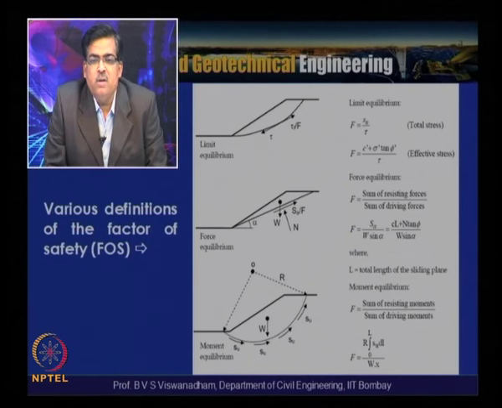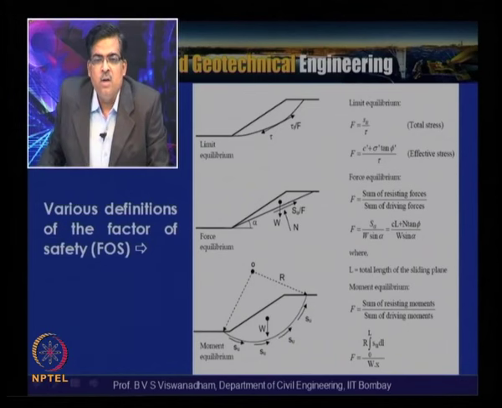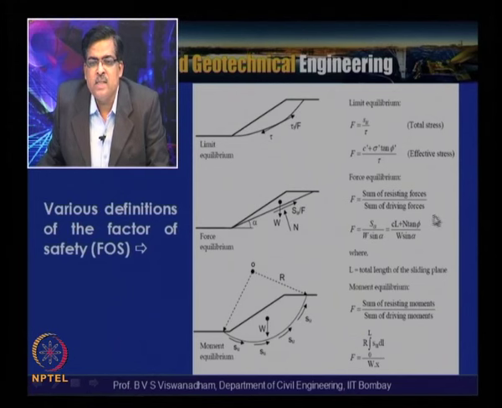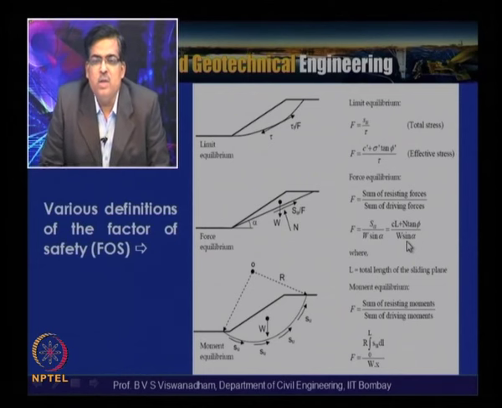So by writing factor of safety is equal to Su by W sin alpha, we can write this as CL plus N tan phi divided by W sin alpha. C is nothing but cohesion, which is assumed to be mobilized uniformly over a length L, the length of the planar surface, measured from this point to this point, and N is nothing but the normal force. L is the total length of the sliding plane, which is shown here.